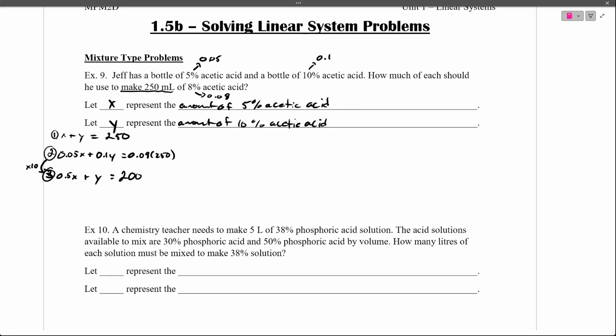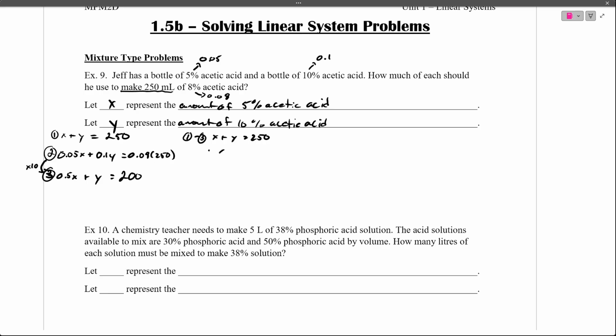Okay, so we have equations 1 and 3 that we're working with. So let's use these two together, and we're going to subtract them. Why are we subtracting? Because we're getting rid of the coefficient in front of y, which is just a 1, and they have the same sign, so we have to subtract. So we're going to say 1 subtract 3. That's saying x plus y is equal to 250, and we're going to subtract 0.05x. Oh, I made a mistake. It's 0.5x. My mistake.